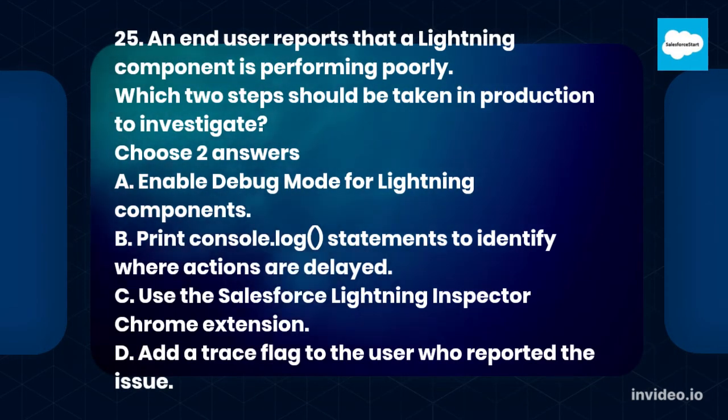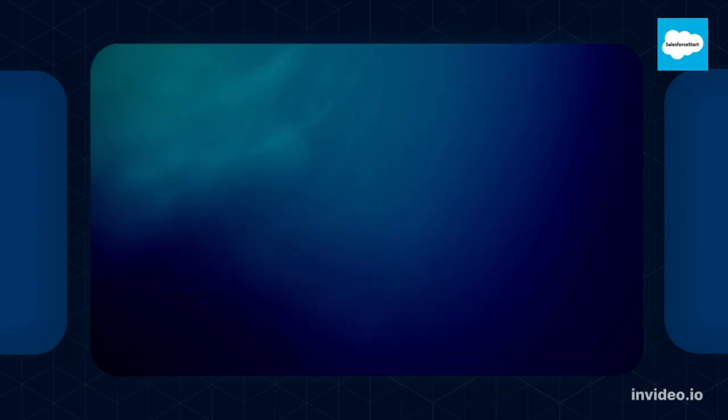25. An end user reports that a Lightning component is performing poorly. Which 2 steps should be taken in production to investigate? Choose 2 answers. A. Enable debug mode for Lightning components. B. Print console.log statements to identify where actions are delayed. C. Use the Salesforce Lightning Inspector Chrome extension. D. Add a trace flag to the user who reported the issue.